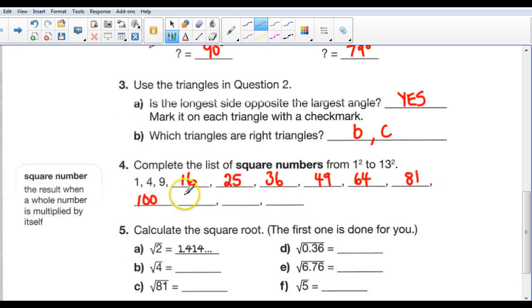11 squared is 11 times 11, which is 121. 12 squared is just 12 times 12, which is 144. And 13 squared is just 13 times 13, which is 169.